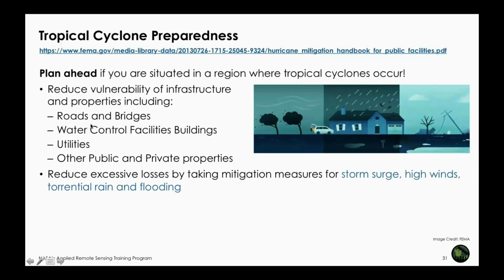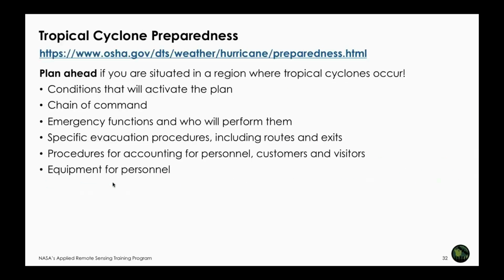So usually properties and infrastructure which are vulnerable need attention. So roads, bridges, they need attention. They need strengthening before the storm season starts. Water control facilities, buildings, utilities, other public and private properties. So basically, preparedness before the storm is really long-term, like a year or 2 years before, or it's a sustained way of maintaining properties, roads, bridges in such a way that they can withstand different categories of storms. And so the idea here is to reduce excessive losses just by taking mitigation before even the storms start occurring. So before the storm season starts, think of how to protect against storm surge, high winds, or torrential rain and flooding. So these are the factors that one needs to worry about for preparedness.